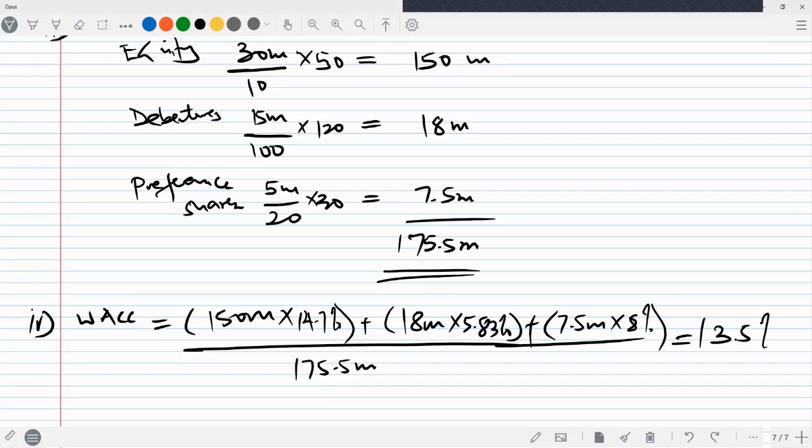13.5% is the company's weighted average cost of capital. What that means is that for every shilling the company obtains from equity, debentures, and the preference share, those three providers of capital expect a return of 13.5 cents per year.